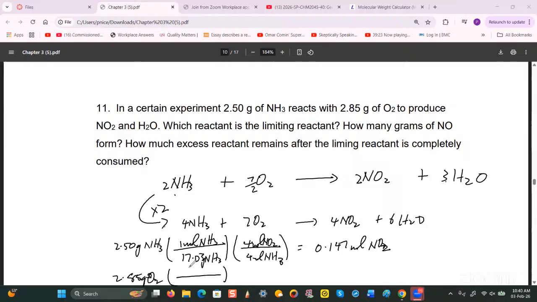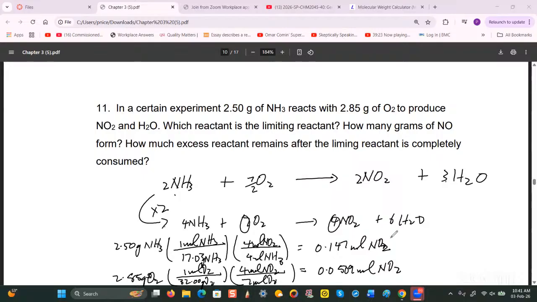And then I'm going to do something similar, starting with the 2.85 grams of oxygen. So I would multiply that by 1 mole of O2 above and 32.00 grams of O2 below. And then here, I'm going to have 4 moles of NO2 over 7 moles of O2, because that's the mole ratio between the O2 and the NO2, right? And I would work this out. So 2.85 divided by 32 times 4 divided by 7. And according to my calculation, this works out to be 0.0509 moles of NO2, right?